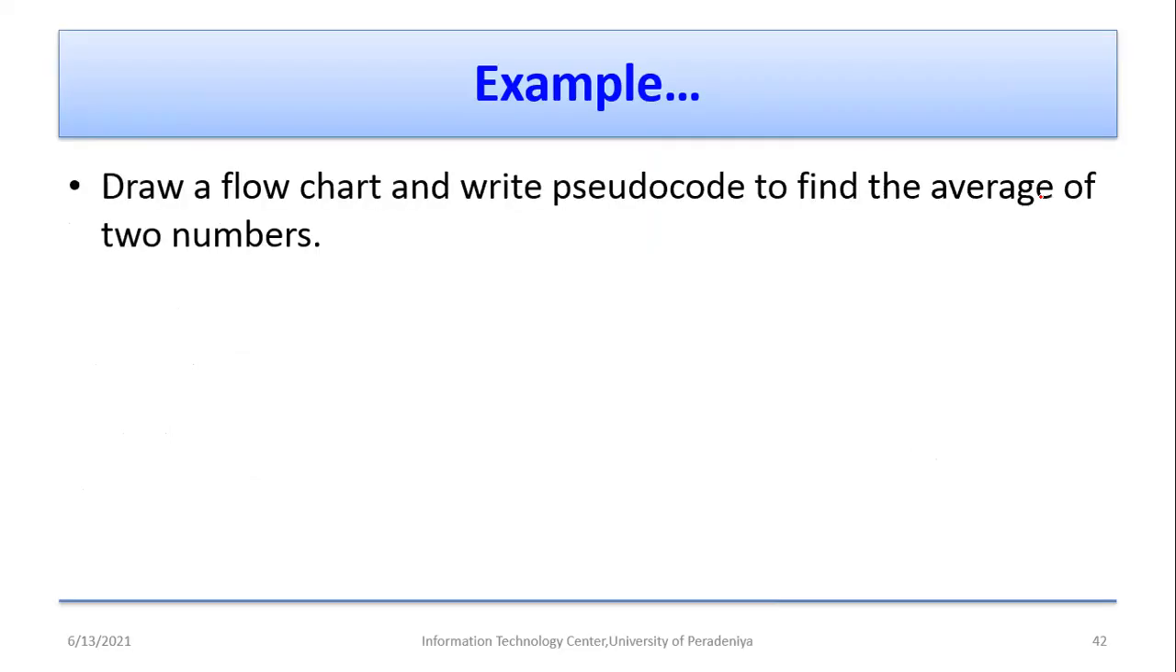And then I have another example. Draw a flowchart and write pseudocode to find the average of two numbers. If you want to find the average of two numbers, first of all, we have to take the inputs. We have to take two inputs and then do the calculation, take the summation and divide by 2 and find the average.